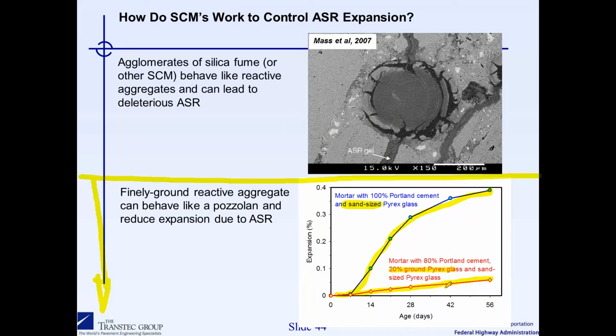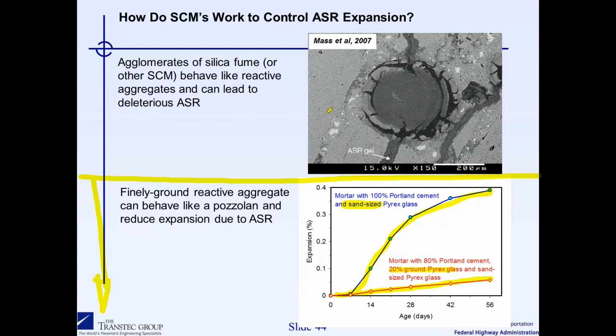And now we can see that the ground Pyrex glass is actually decreasing expansion with the same sand-sized Pyrex glass. So what we're seeing here is if we take reactive silica and it's in a sand size fraction, we'll get expansion. But if we take it and grind it very finely, it will act as a pozzolan and help prevent expansion. And in fact, the reverse is true.